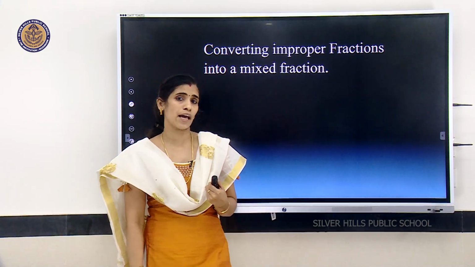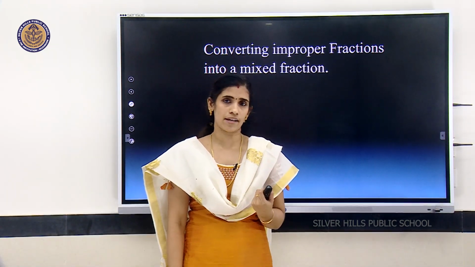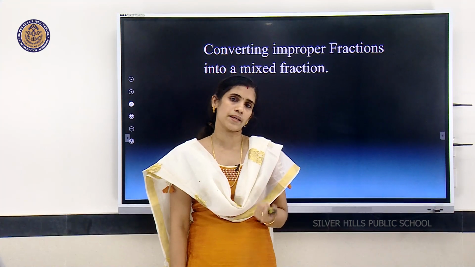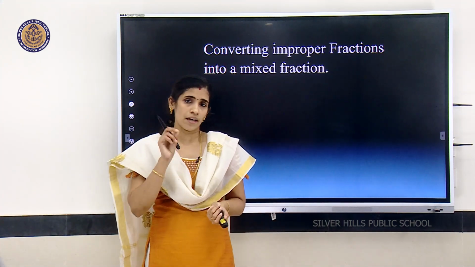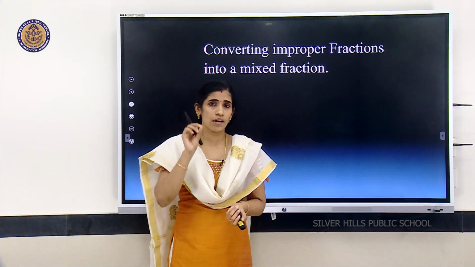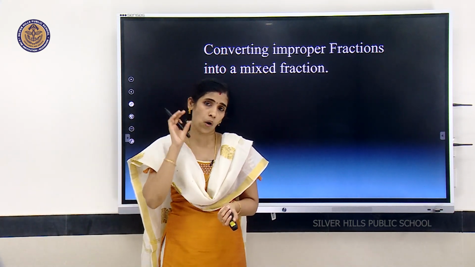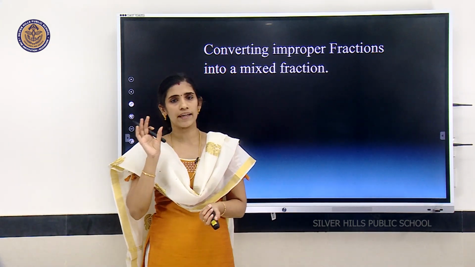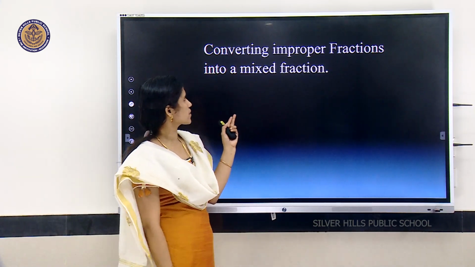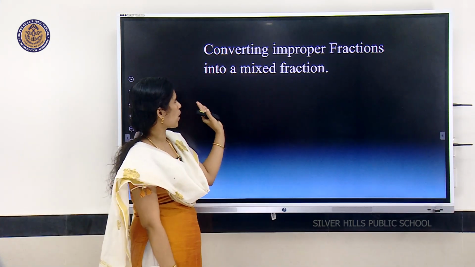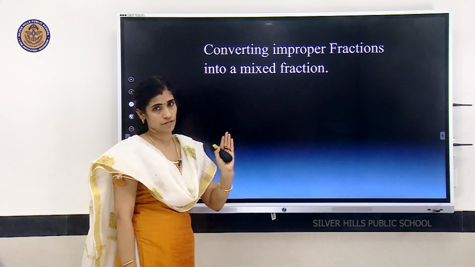And the last type of fraction is the mixed fraction. Mixed fractions are a combination of a whole number and a proper fraction. Next, conversion of an improper fraction into a mixed fraction.